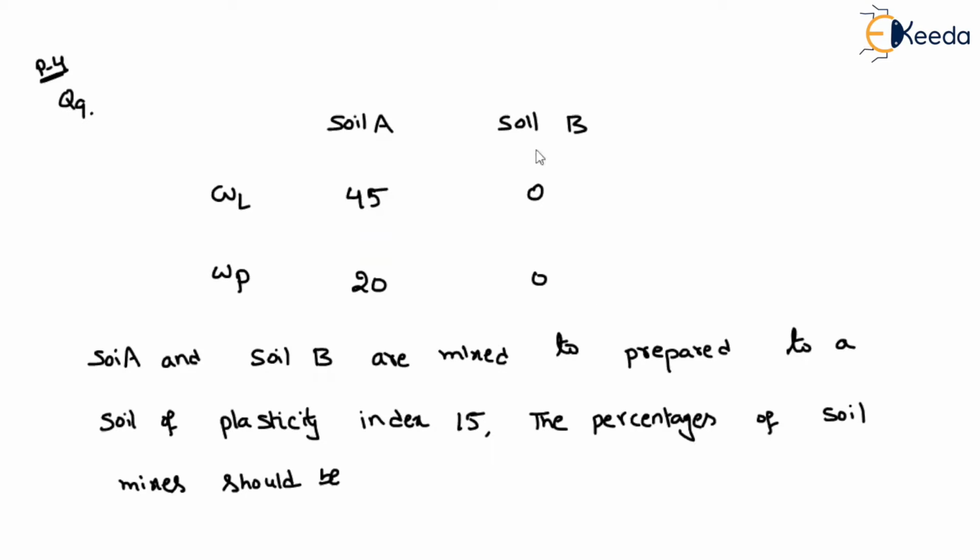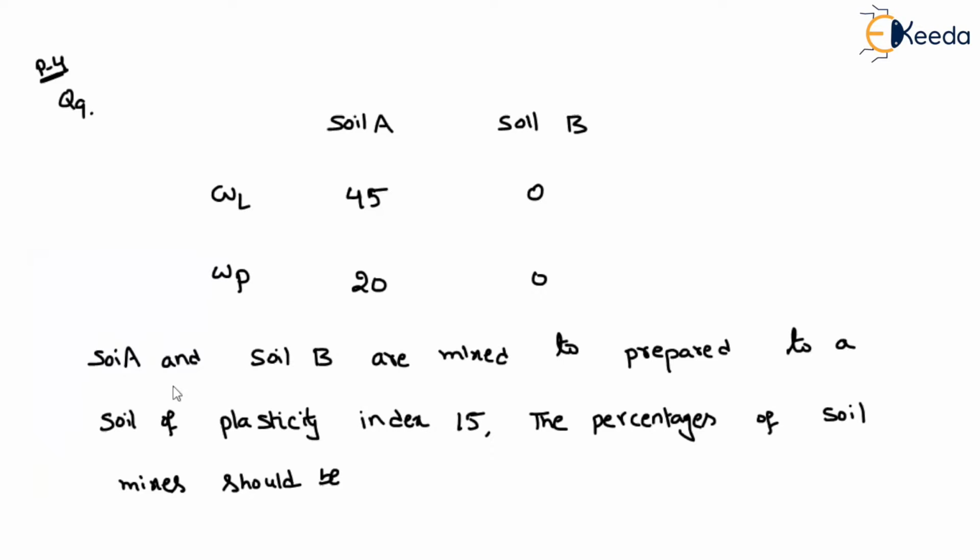Now, first understand the question. There is some soil A and also soil B. Soil A has a liquid limit of 45% and a plastic limit of 20%. Soil B has no liquid limit and no plastic limit. Then what may be the type of the soil? Non-plastic soil. We can say this is a gravel type or sand type of soil.